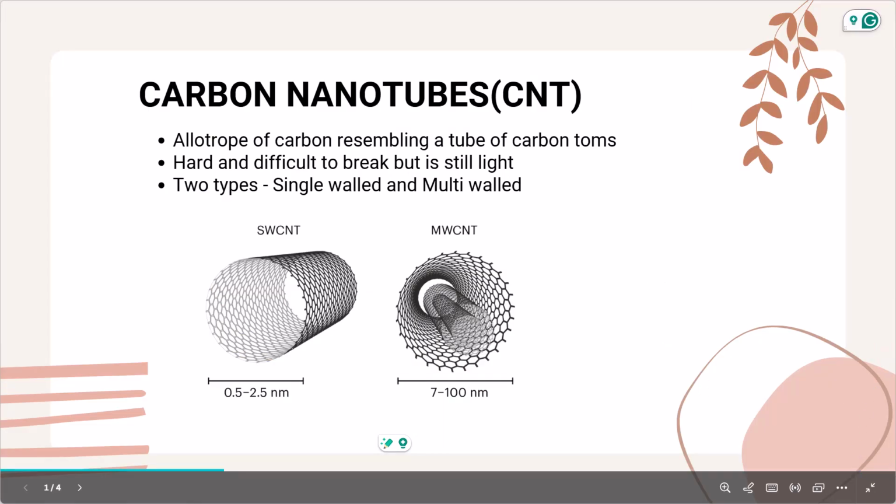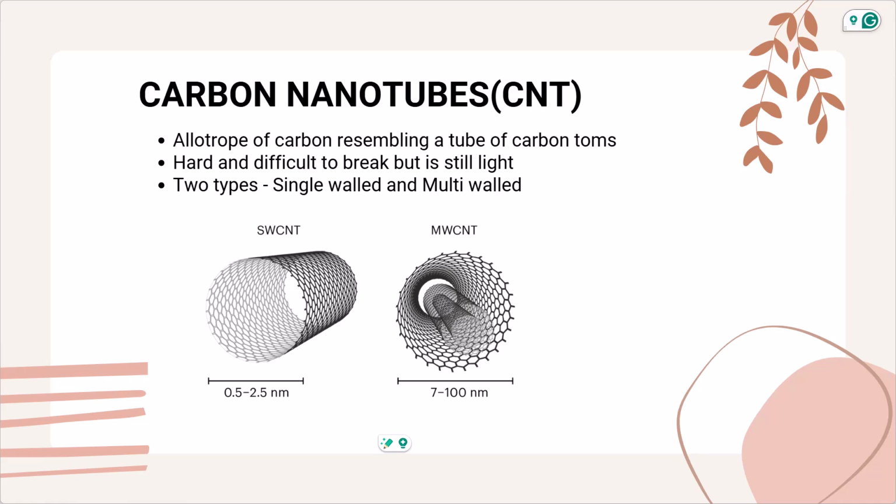So today we are going to talk about carbon nanotubes. First of all, what are carbon nanotubes? It is actually an allotrope of carbon, okay? Just like graphite, just like diamond. This is also an allotrope of carbon that resembles a tube of carbon atoms.